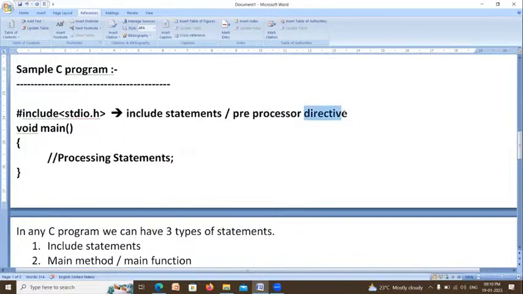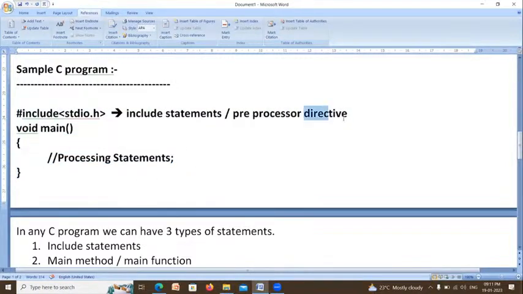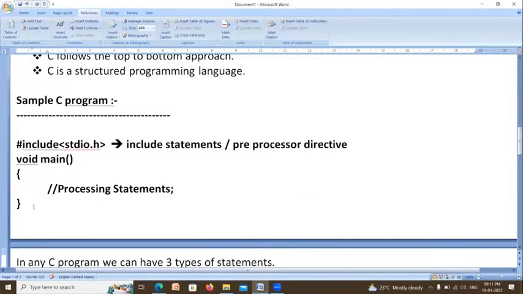Now what is the meaning of directive? Directive means it gives direction to the compiler. What is the compiler? The compiler is software which converts your program into a machine understandable program. So it gives direction to the compiler. So it is called a directive. Right. That is about the include statement.